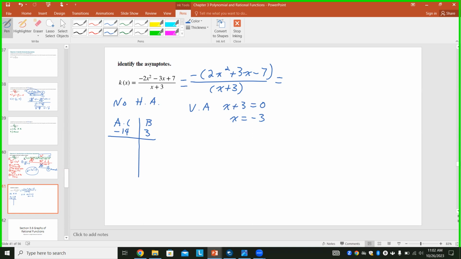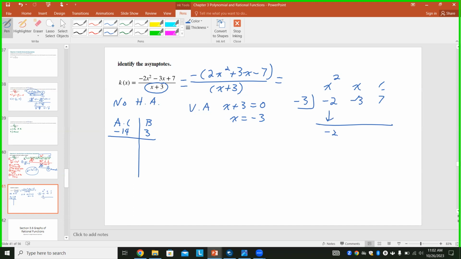Now, we could do long division here, and it will give you the same answer. But if your denominator is a linear function, meaning the highest exponent is a 1, I can use synthetic division. The window number is what you get if you set x plus 3 equal to 0, so that would be -3. Then I write all the coefficients of my numerator: the coefficient of x squared is -2, the coefficient of x is -3, and the constant is 7. Drop the first number down.